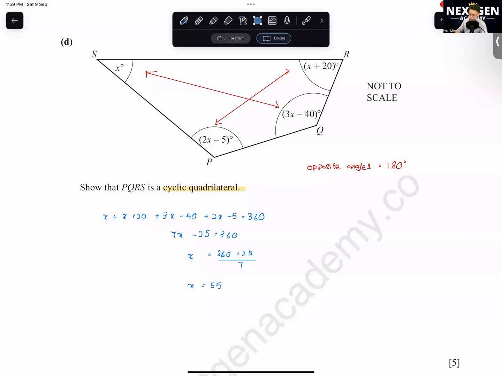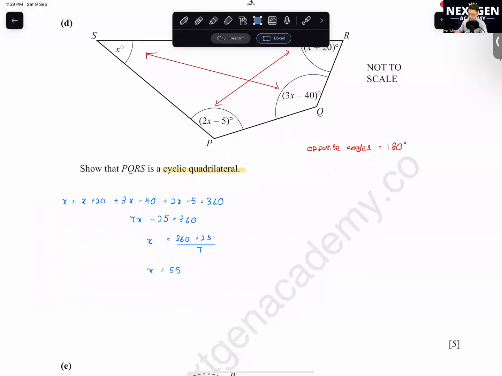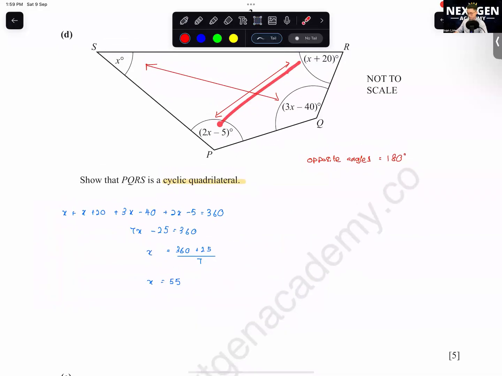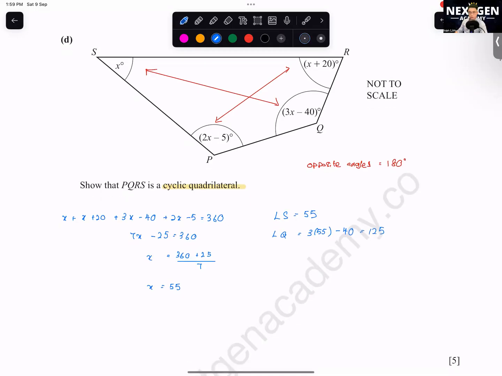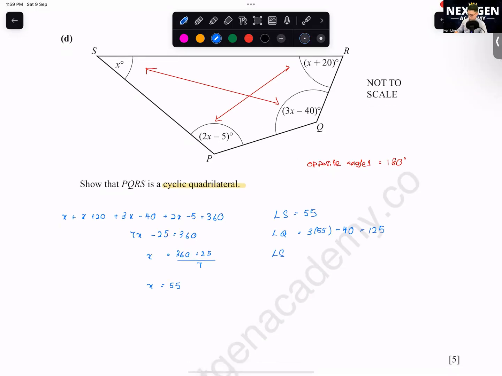Okay, then what we want to do, you find all the angles, how much is each, then you add up together. So what I'll do, find angle S is equal to 55. Angle Q, the one that's opposite, 3 times 55 minus 40 equals 125. Angle S plus angle Q will be equal to 180 degrees. So you just write this statement down here first.